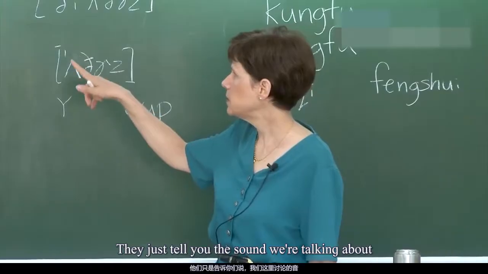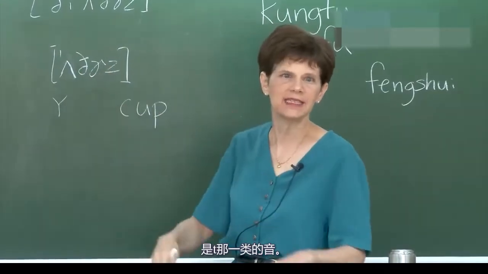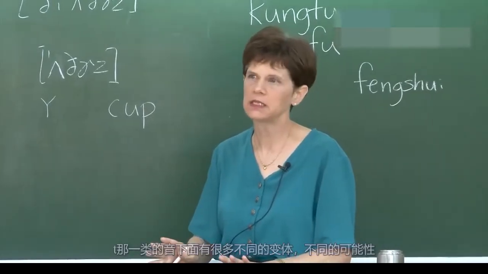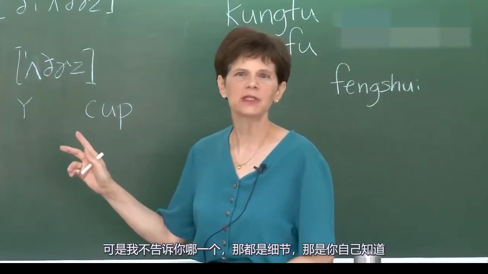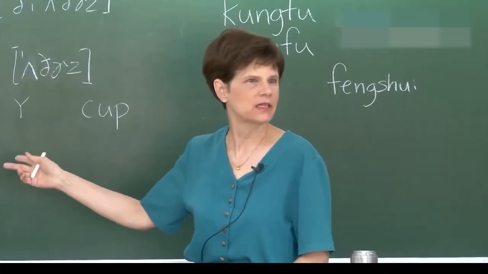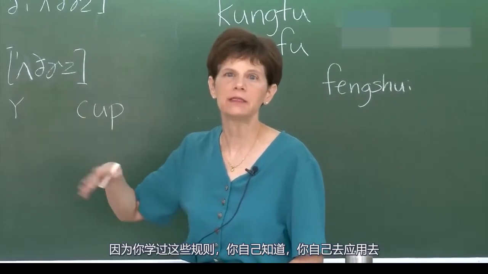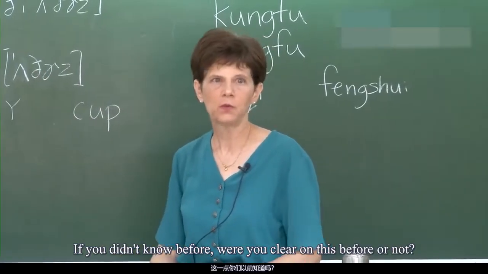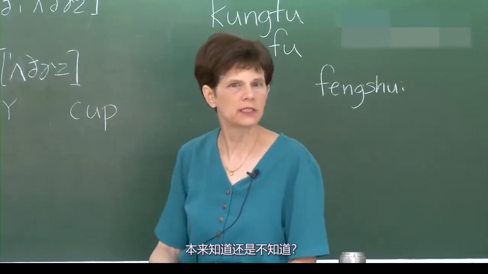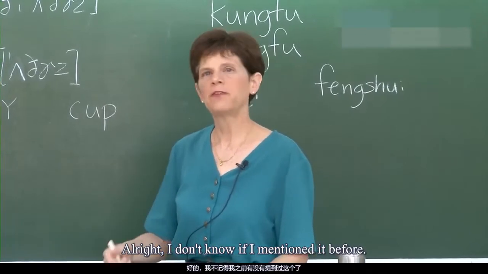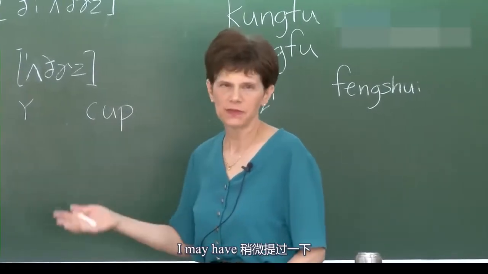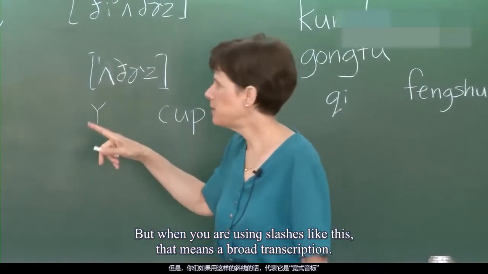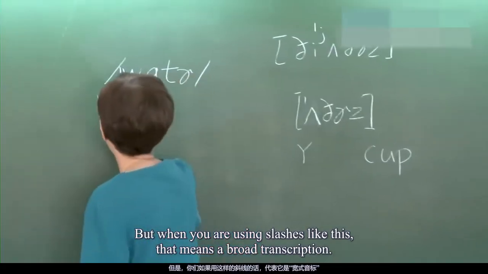They just tell you the sound we're talking about 是 T 那类的音。T 那类的音下面有很多不同的变体，不同的可能性。可是我不告诉你哪一个，那都是细节，那是你自己知道，因为你学过这些规则，你自己知道，你自己去应用去。That's what 斜线 means. If you didn't know before, were you clear on this before or not? 本来知道还是不知道？All right. I don't know if I mentioned it before. I may have 稍微提过一下。But when you are using slashes like this, that means a broad transcription.